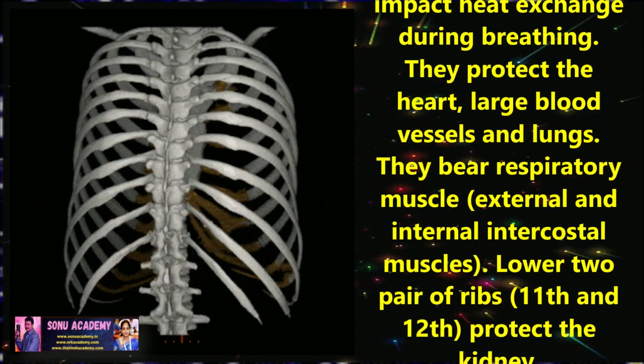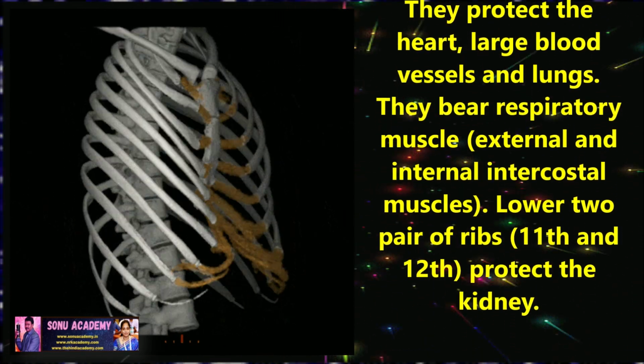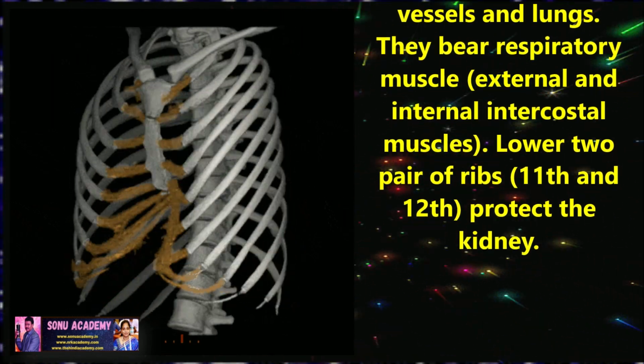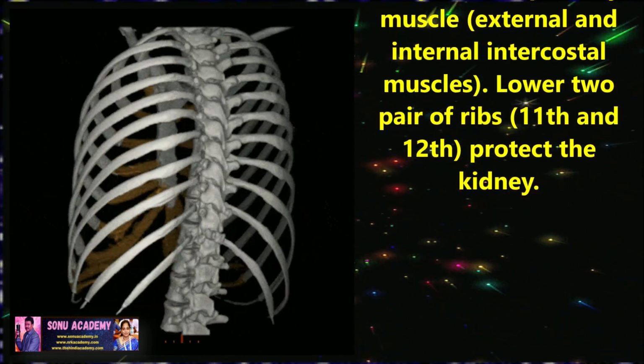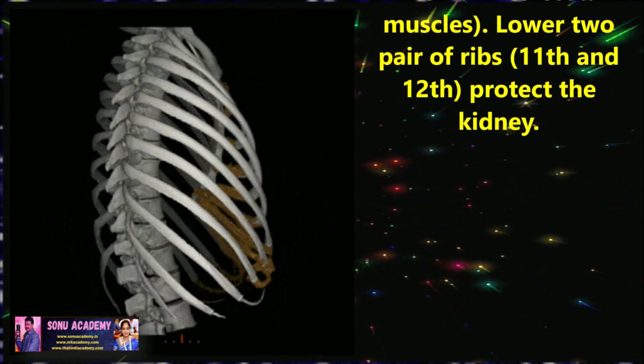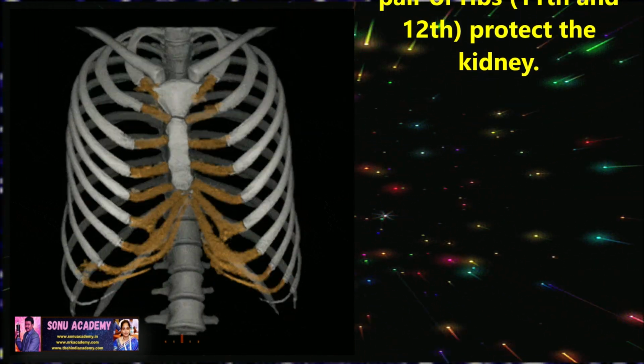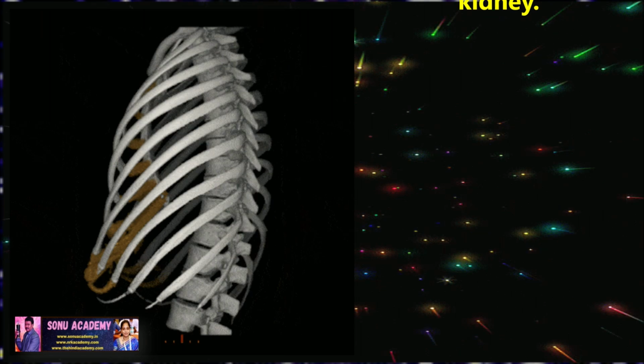The ribs protect the heart, large blood vessels and lungs. They bear respiratory muscles, external and internal intercostal muscles. The 2 pairs of ribs, 11th and 12th, protect the kidney.